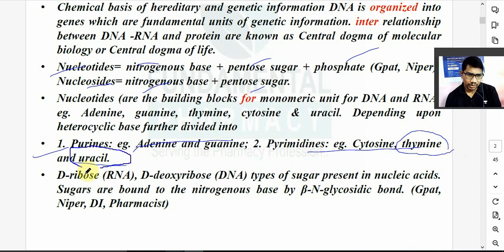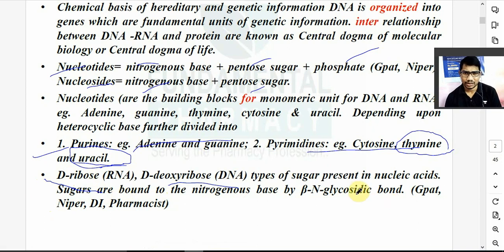Now RNA is most of the time single stranded. DNA is double stranded. But in some viruses you will find RNA as double stranded. So mostly DNA is double stranded and RNA is single stranded, but there are exceptions. There are certain DNA which are single stranded, and certain RNA which are double stranded. But RNA is normally single stranded and DNA double stranded. The sugar is deoxyribose in the DNA and ribose in the RNA. That's why deoxyribonucleic acid and ribonucleic acid.